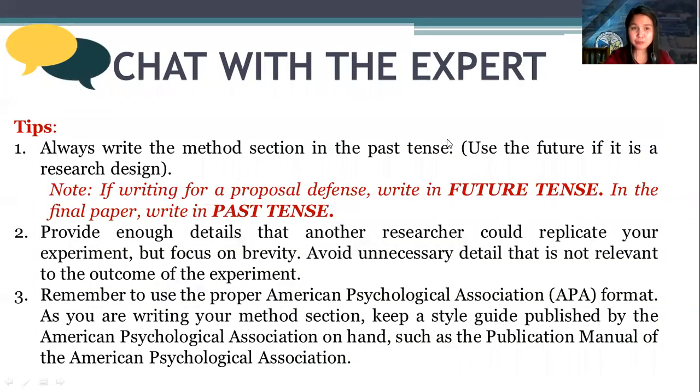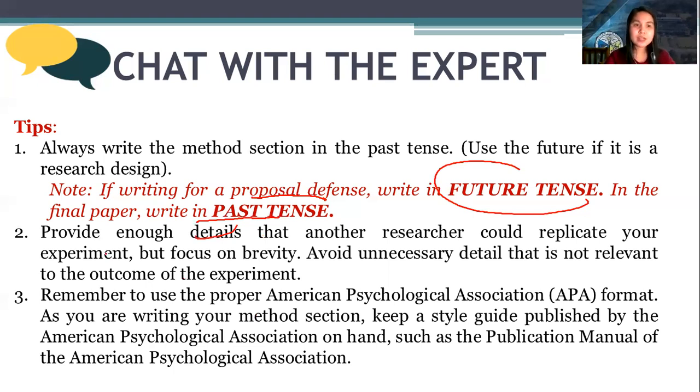Now, here are some tips before I end. Always write the method section in the past tense. But let me clarify that one. For the meantime, since you are writing for your proposal defense, you will write it in future tense. Example, the participants will take a 10-item test. But in your final paper, you write it in past tense. The participants took a 10-item test.